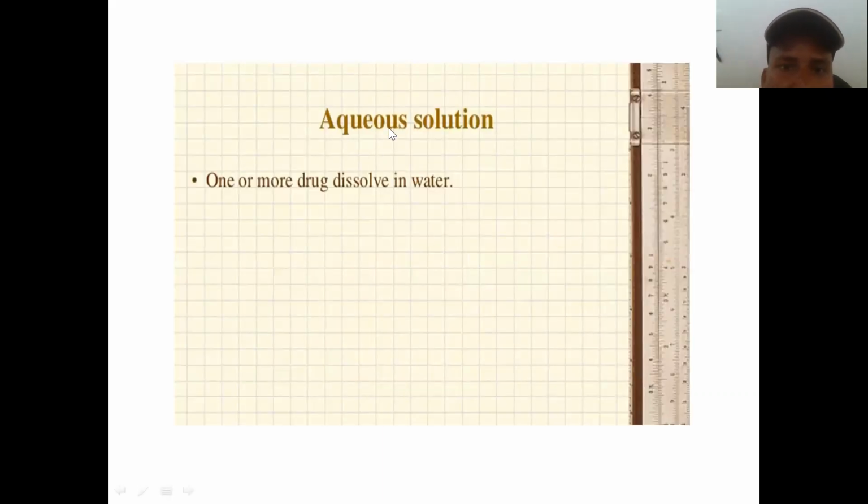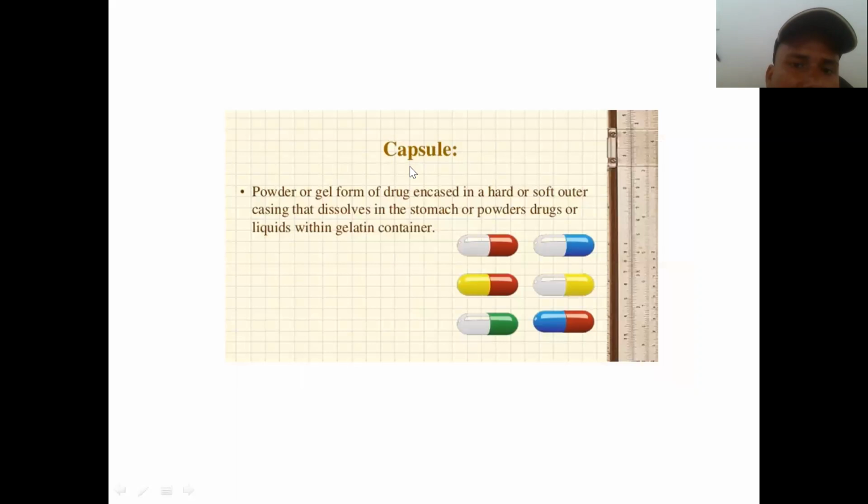In this slide, I have added the aqueous solution. Aqueous represents the water moiety, and solution indicates that it is a mixture of substances. So besides water, a drug is present. One or more drugs dissolved in water form the aqueous solution. So it is one medication. The second medication is capsules.